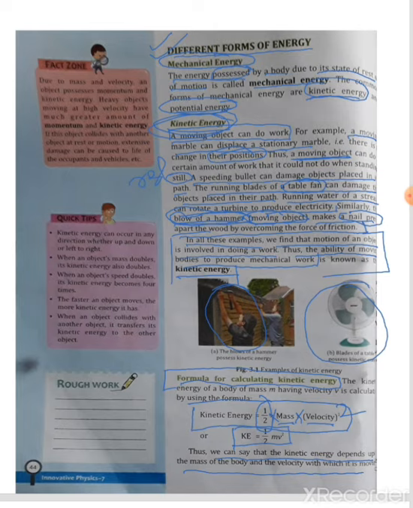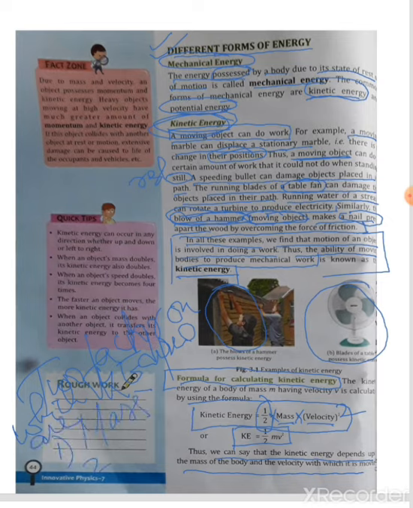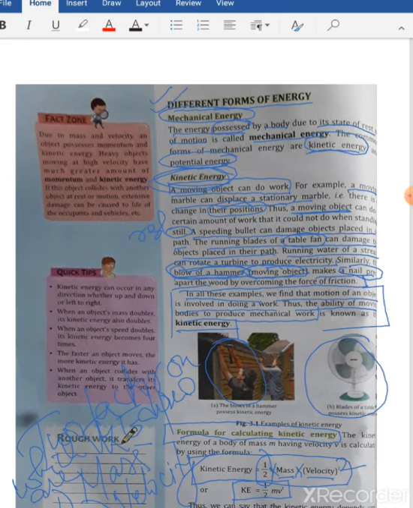So there are two factors, you can write here, on which kinetic energy depends. You have a rough space for rough work, you write here with the pencil. Two factors on which kinetic energy depends are number one mass, and number two its velocity. So please note this down. All right, so these are the two factors on which kinetic energy depends. What are they? Mass and velocity.